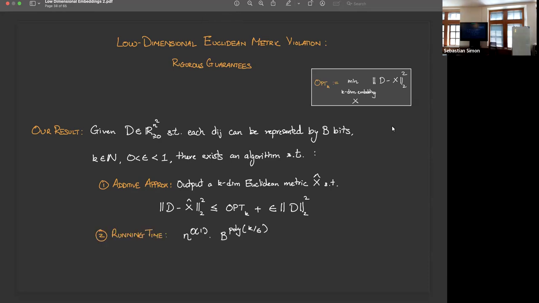So what is the running time of this algorithm? This algorithm runs in time polynomial in n, times a factor that depends on k and epsilon, and it depends on the bit complexity of these input parameters. Do you use the fact that D satisfies the triangle inequality? We don't. D is arbitrary non-negative.